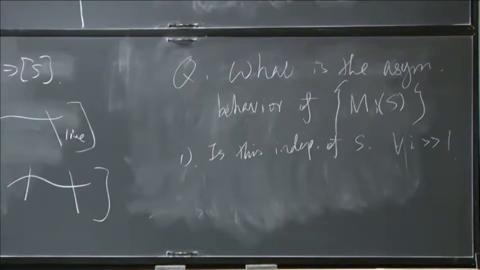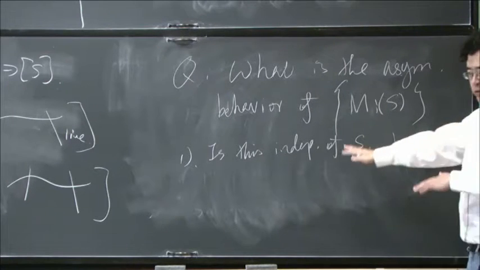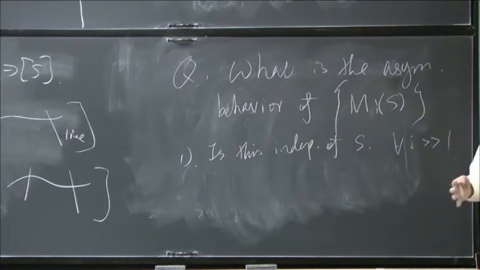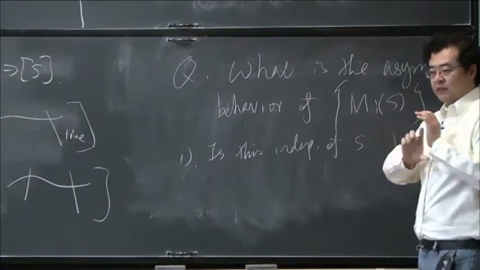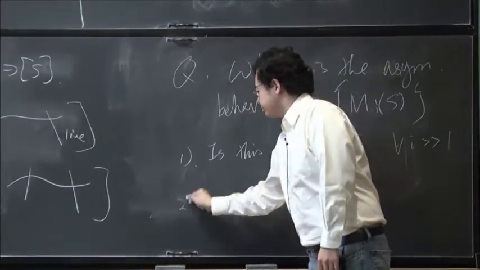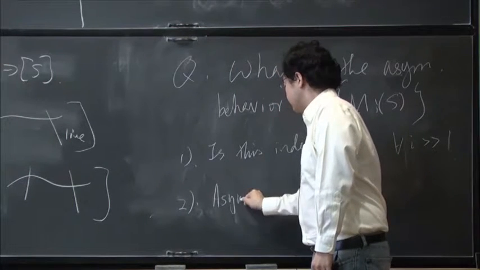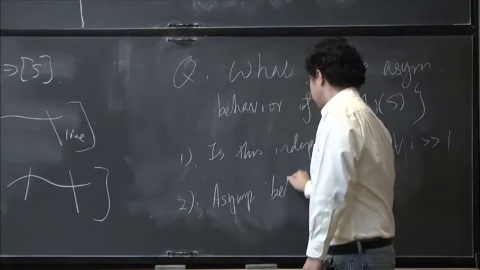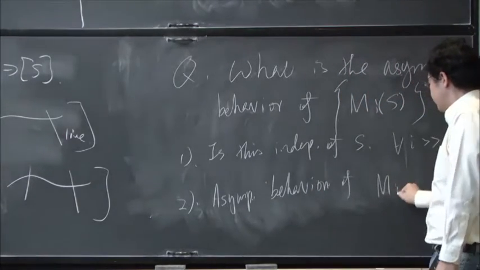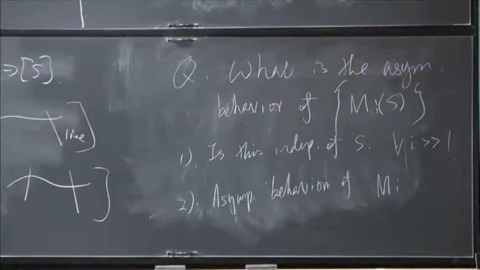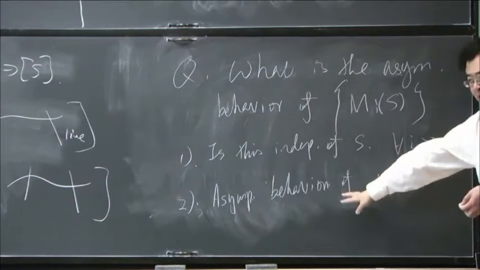Okay. So in some sense, if this is true, then it doesn't matter which section you start with. You get a canonically defined sequence of spaces of sections. Then you can ask, what's the asymptotic behavior of this sequence? Asymptotic behavior of this M_i. Now I can basically drop this S because this is sort of independent. Okay. And there are several questions you can ask, what do you mean by asymptotic behavior?